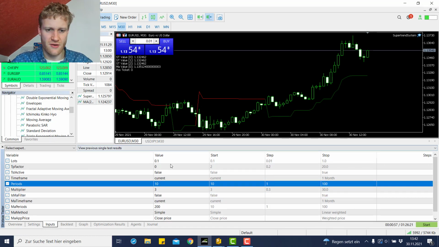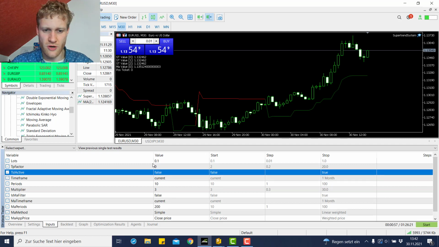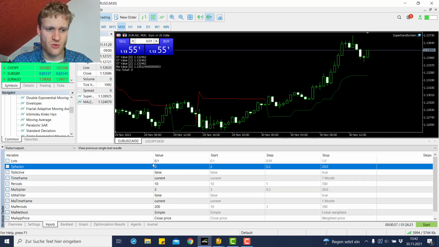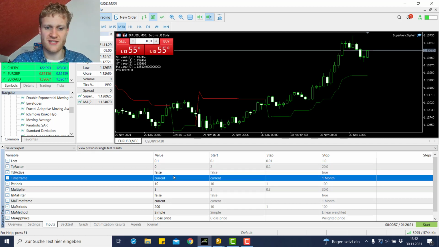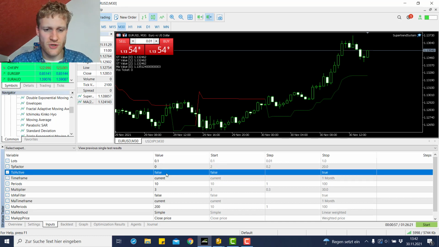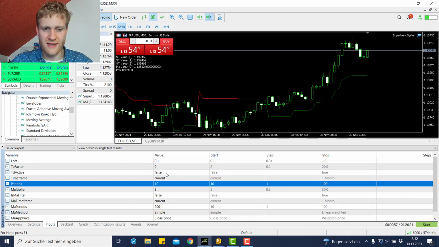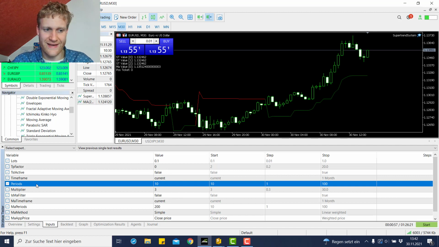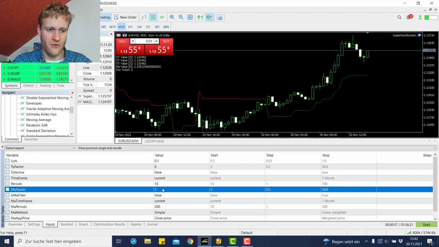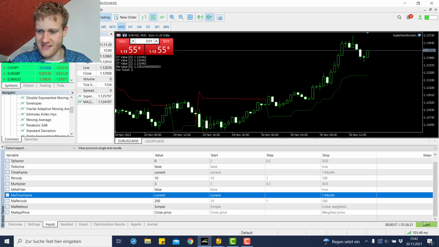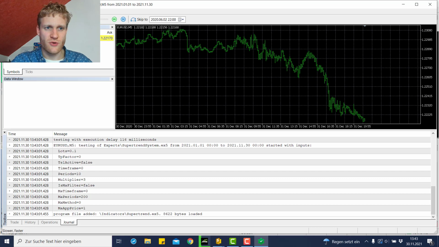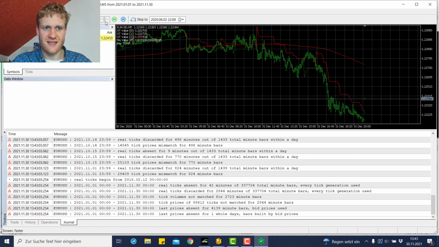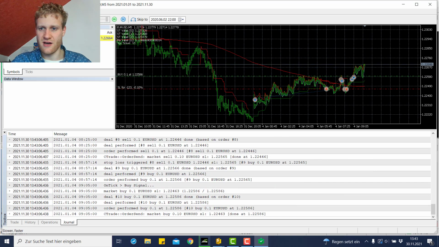For the rest of the settings we use 0.1 lots for every trade. We do not have a take profit, so we just trade the classical Supertrend system here. We do not use a trailing stop, so it's really just like trading the Supertrend signals. For the Supertrend we have a 10 periods setting and a multiplier of 3. And then as I said, we do not use the filter. So you can see now if we start this again, all the signals are traded.